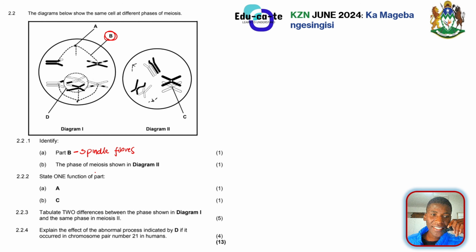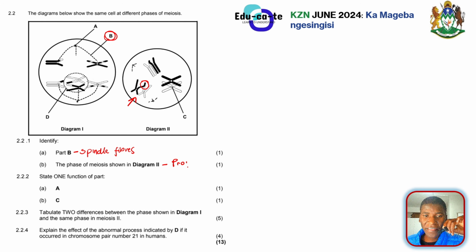And then now it says identify the phase of meiosis shown in diagram 2. You can see that in diagram 2, you have got chromosomes, and these chromosomes are kind of crossing over. You can see the chromosomes are next to each other. Some of them you can see are overlapping here at some point. Once chromosomes are close to each other, or they are pairing up in this sense, you already know that crossing over is taking place. And crossing over only takes place during prophase 1 of meiosis 1. Okay, so it's the first meiotic division and it is prophase 1.